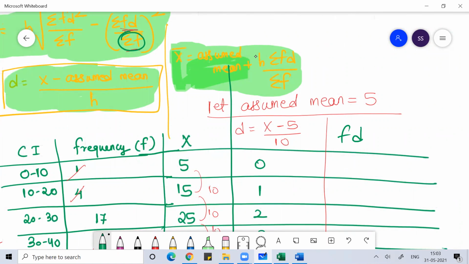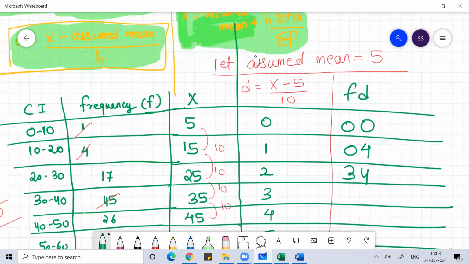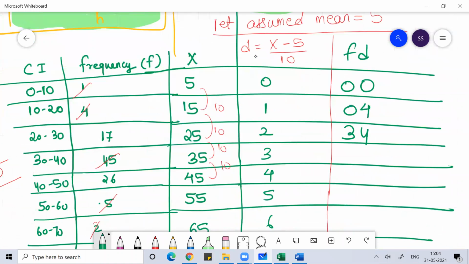Now for sum of fd, I need f into d. 1 into 0 is 0. 4 into 1 is 4. 17 into 2 is 34. Then 45 threes are 135. 26 fours are 104. 5 fives are 25. Then 2 sixes are 12.